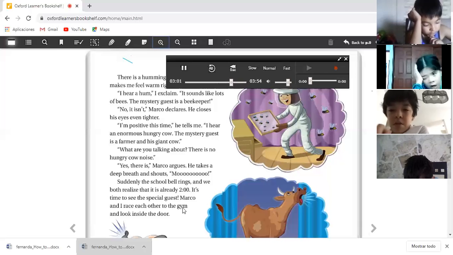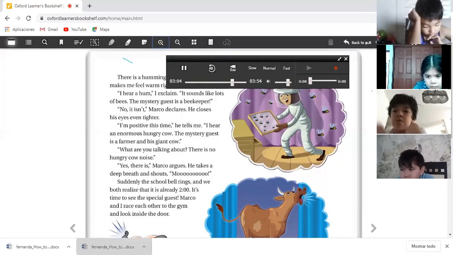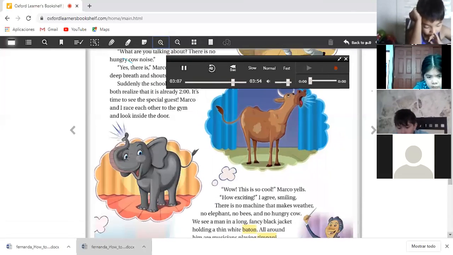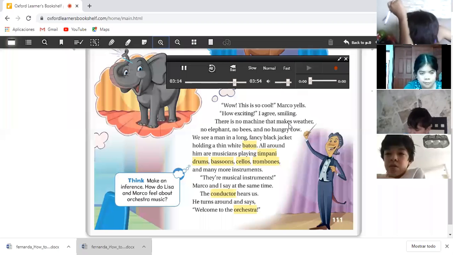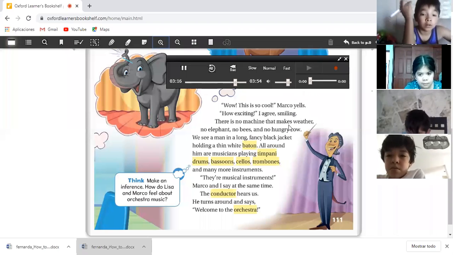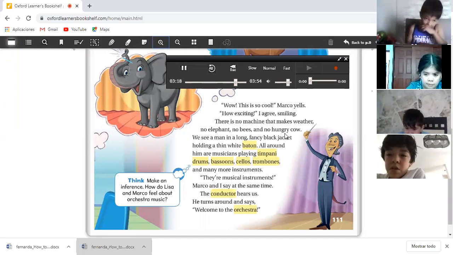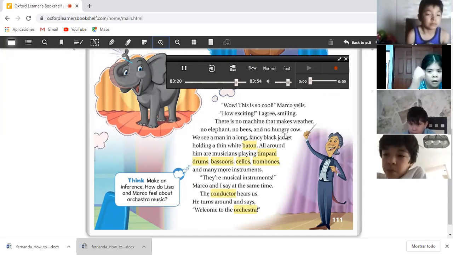Marco and I race each other to the gym and look inside the door. Wow, this is so cool, Marco yells. How exciting, I agree, smiling. There is no machine that makes weather, no elephant, no bees, and no hungry cow.